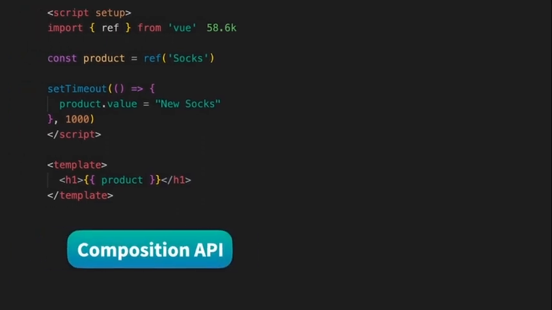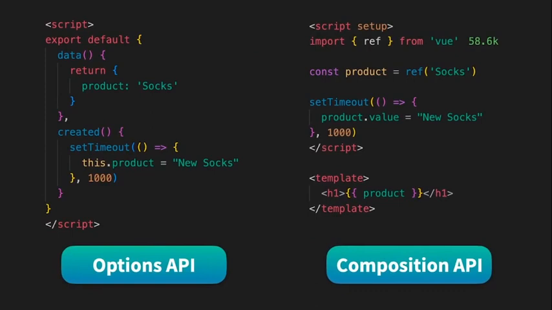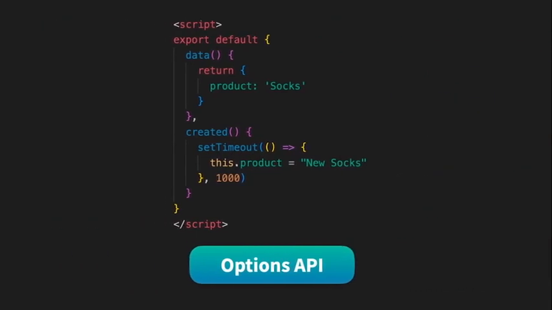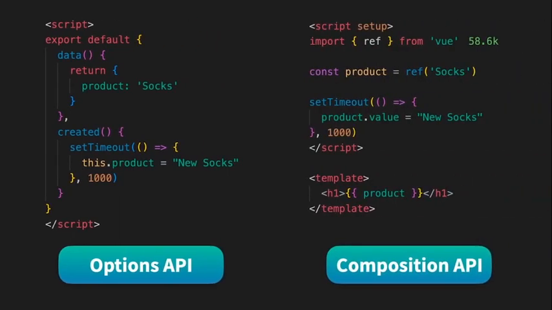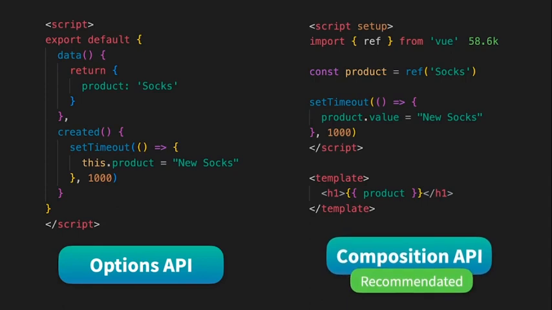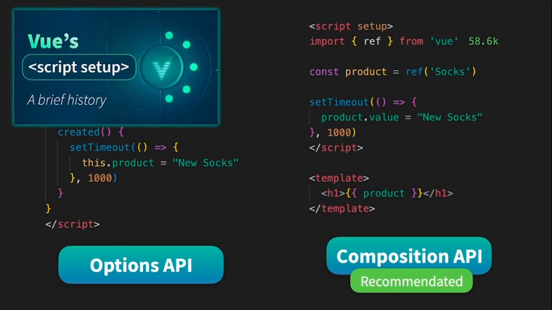In contrast to composition API, there's the options API. It's yet another way for constructing the component logic. In fact, this is the main syntax that Vue developers have been using for years before the composition API came along. But because the composition API is now the officially recommended syntax, we're going to use that in this course. To explore the evolution of how the script setup syntax became the recommended way to compose Vue components, you can check out the Vue Mastery article on a brief history of Vue's script setup.